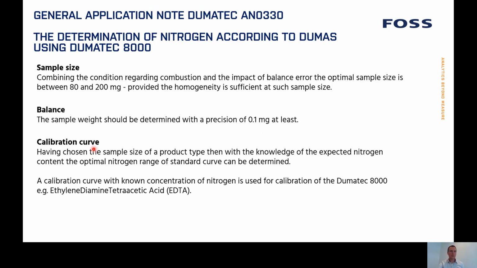Calibration curve: you need to do a calibration curve before the sample is introduced. I'll go through an example later. If you know the sample, then the sample type should be within the calibration range, of course. And as a standard, EDTA is supplied for the Dumatec, and it's used for most instruments in the industry. This EDTA can be used as a standard, where we know the nitrogen content of this compound.